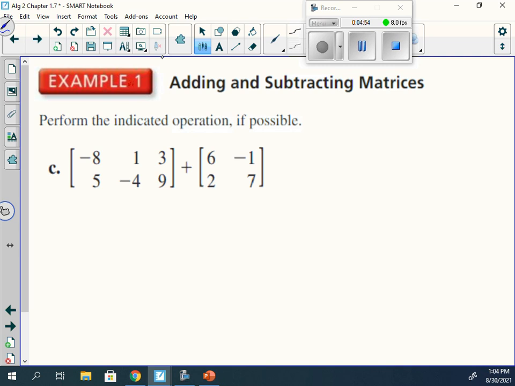So, what do we do first? Why not? They're not the same. Here we have a 2 by and this is a 2 by, so it doesn't work. Now, if we were to try to do this.